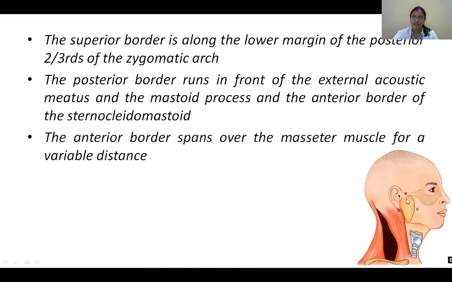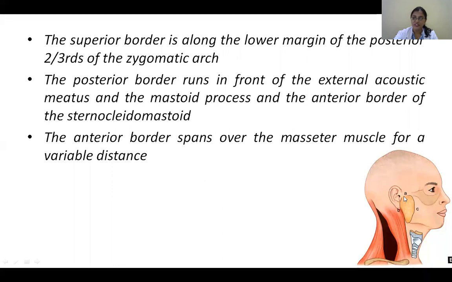And then these are all the markings. So normal laterals, if you remember your zygomatic arch, you touch this point here, that's your zygomatic bone. And then what you find here is your zygomatic arch. Okay, so this part is your zygomatic arch here. So superior border is along the lower margin of this posterior 2/3 of zygomatic arch. So this is your zygomatic arch.